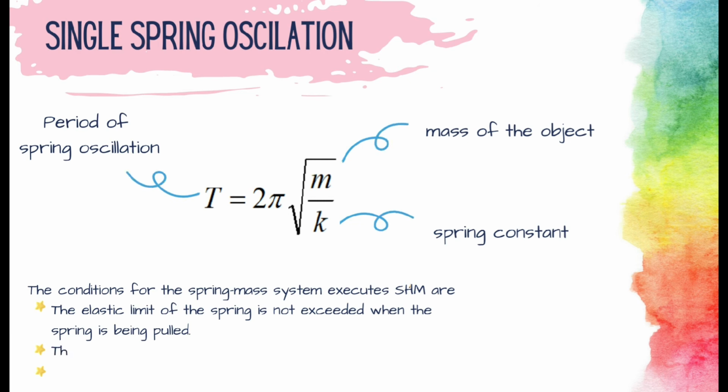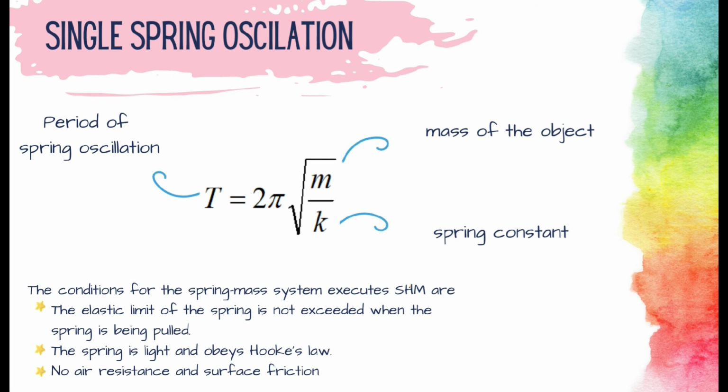But it should obey these conditions for a spring mass system, which is the elastic limit of the spring is not exceeded when the spring is being pulled. The spring is light and obeys Hooke's law. And the last one is no air resistance and surface friction for the single spring oscillation.